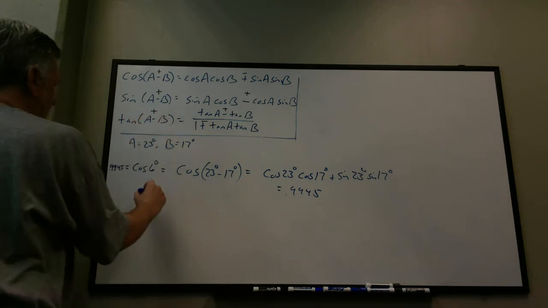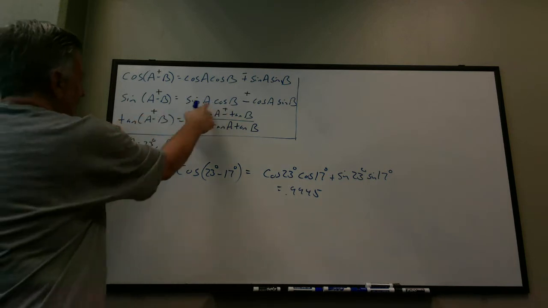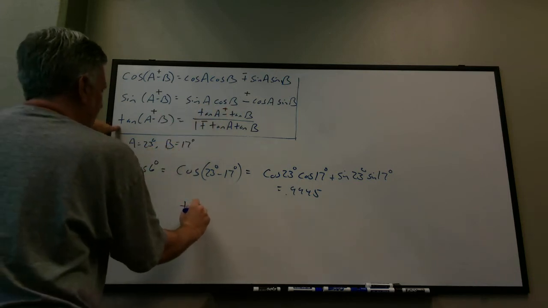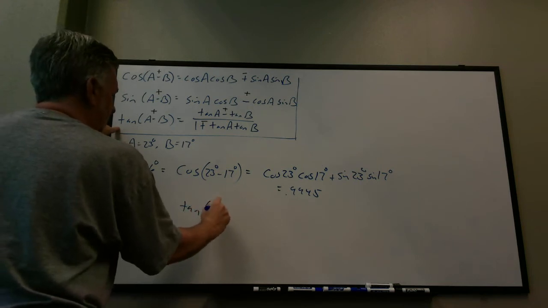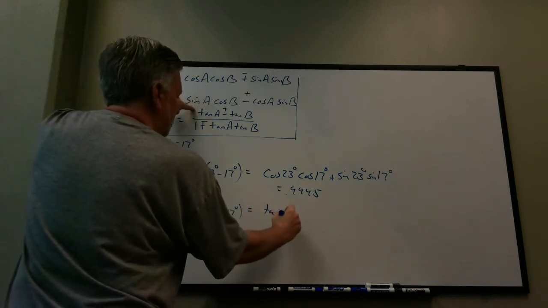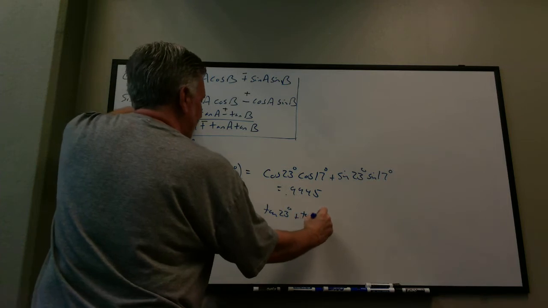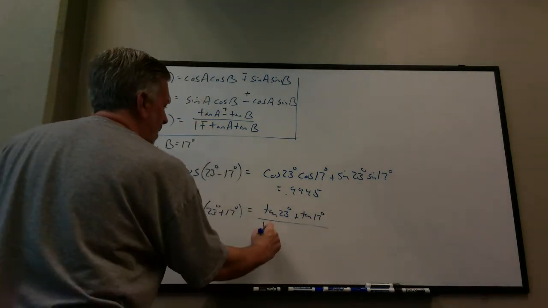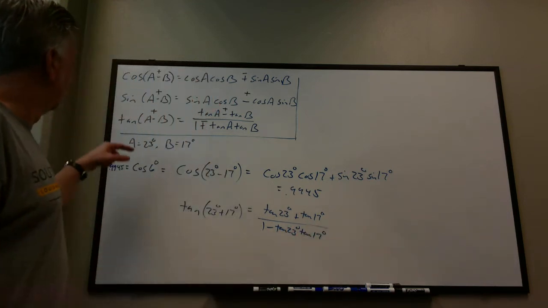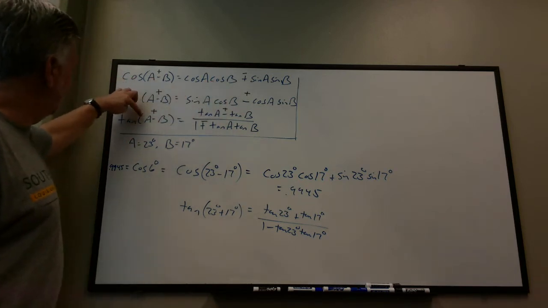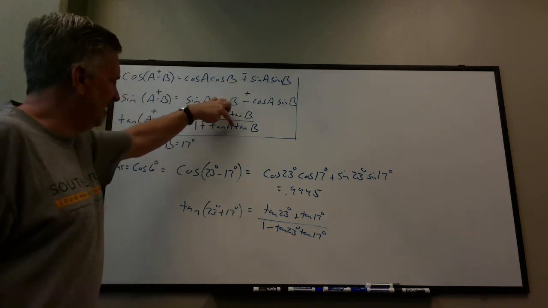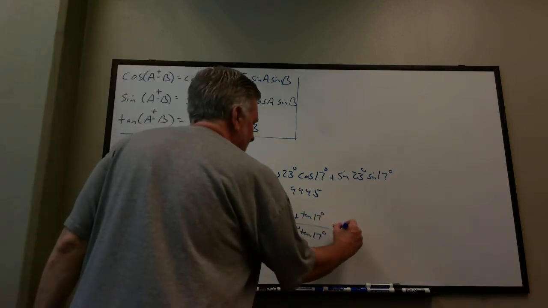Let's do tan of A plus B. So I'm using the black formula here, with A is 23 and B is 17. Again, let me leave some room here. So tangent of 23 degrees plus 17 degrees should equal tangent of 23 degrees plus tan of 17 degrees divided by 1 minus tangent of 23 degrees, tangent of 17 degrees. So tan of A plus B is tan A plus tan B over 1 minus tan A tan B. Okay, so let's type in the right-hand side here.